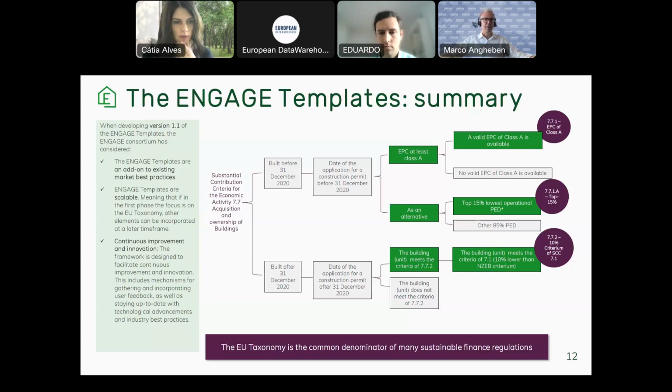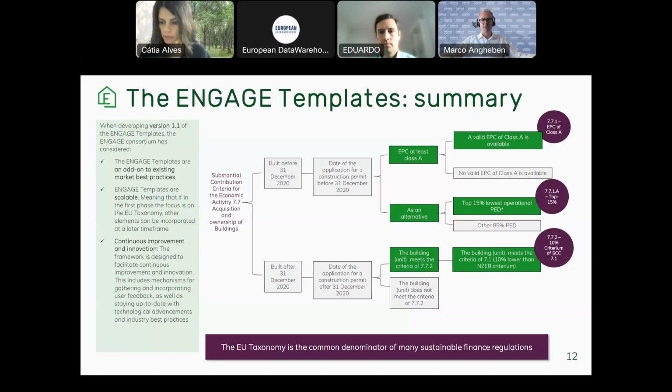As you can see here, in terms of the substantial contribution criteria, this is 7.7, the acquisition and ownership of buildings. Here, the reference and the key factor is the construction year of the buildings, which is demarcated by the 31st of December 2020, in terms of the date for the application for the construction, and so on. And this fully reflects the way that the EU Taxonomy and the Climate Delegated Act is built.